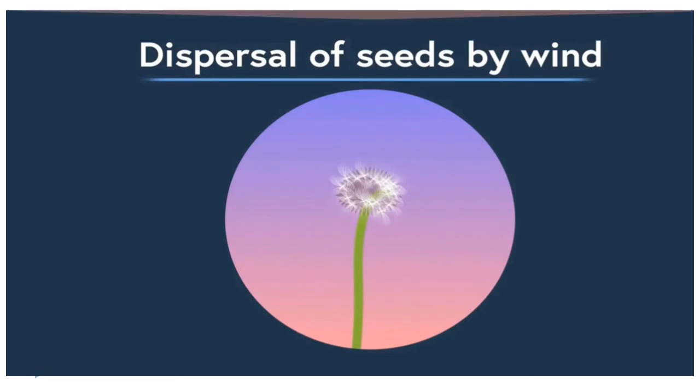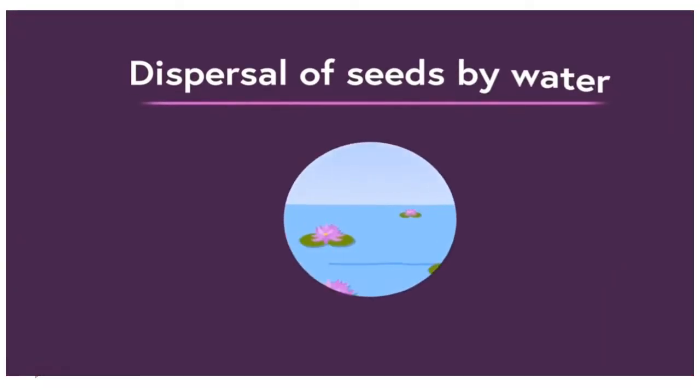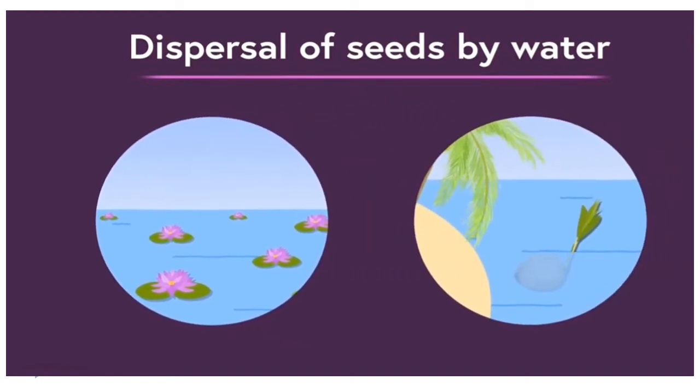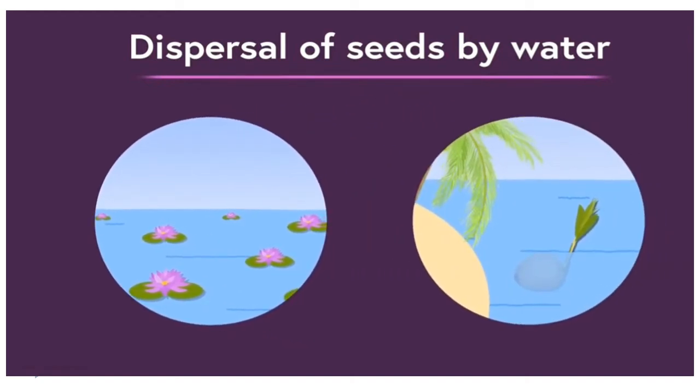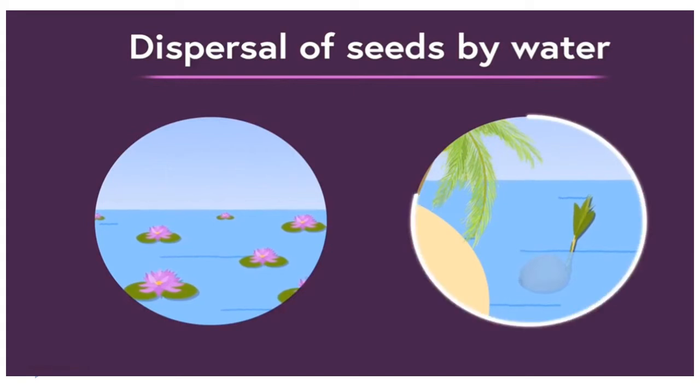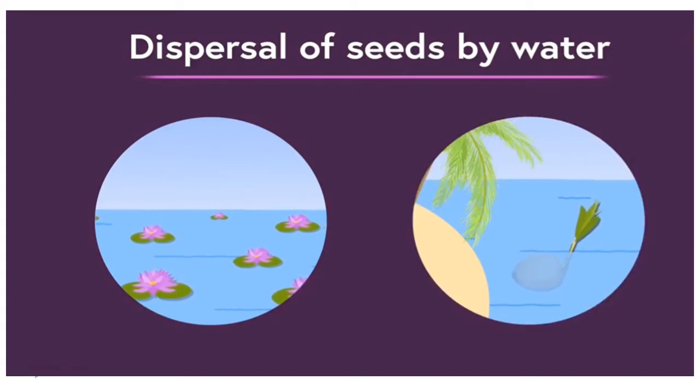What is the next agent we have in our list? It's water. Fruits which float, such as those of the lotus and coconut palm, are carried by water. You won't believe that coconuts can travel for thousands of kilometers across seas and oceans. Hard to believe, but they do.